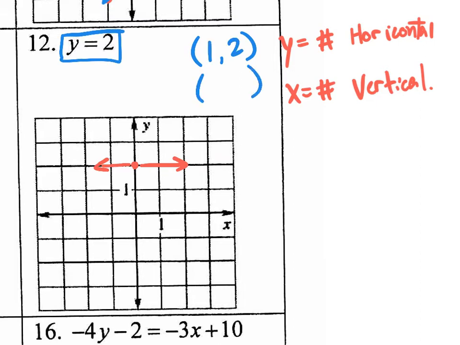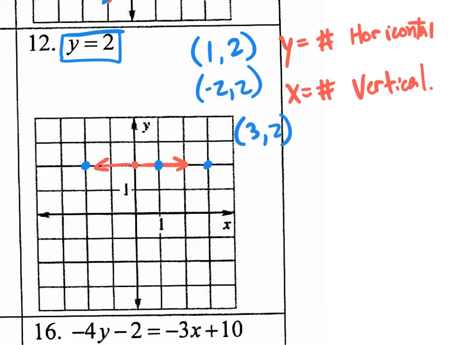1, 2. Or maybe negative 2, 2. Or 3, 2. Whatever you want, right? As long as your y value is 2, that'll satisfy this equation. So where is the coordinate 1, 2? 1, 2 is right here. Where's negative 2, 2? It's right here. Where's 3, 2? It's over here. It's going to land on that perfectly flat line.